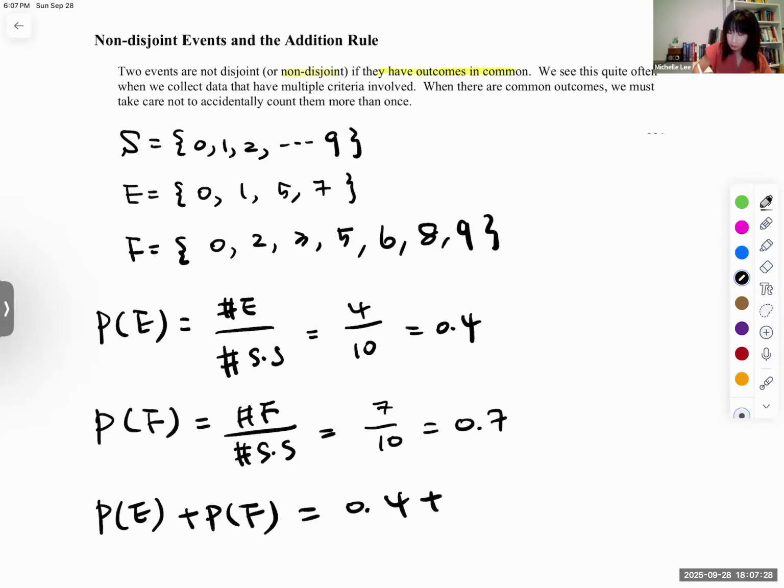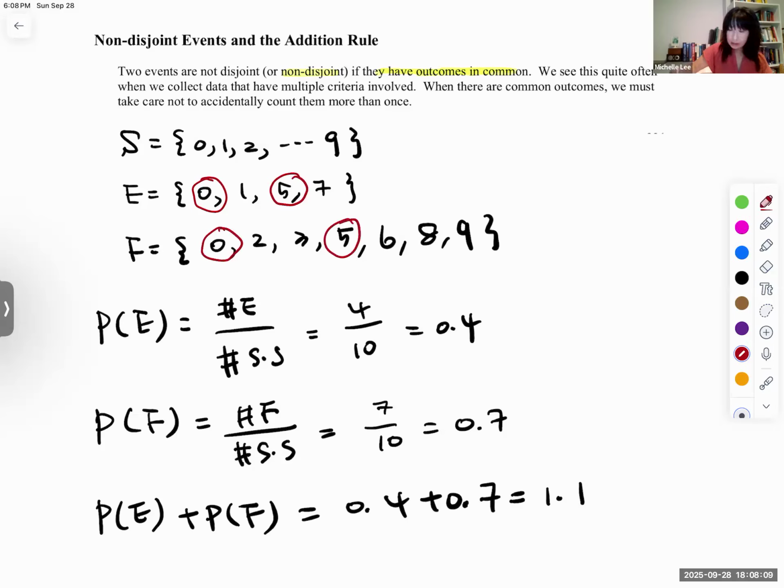So 0.4 plus 0.7, what do you get? It's 1.1, right? This is not 1. Their sum must be equal to 1, so this violated the probability rule. So why is this over 1? Looking at this, we have 0 and 5 there, also 0 and 5 there.